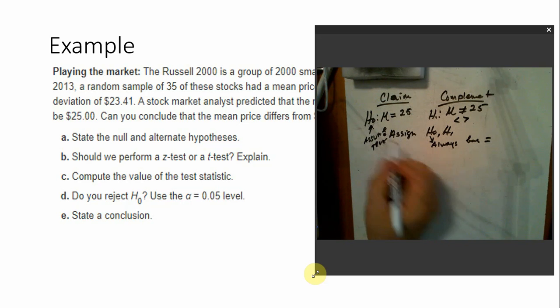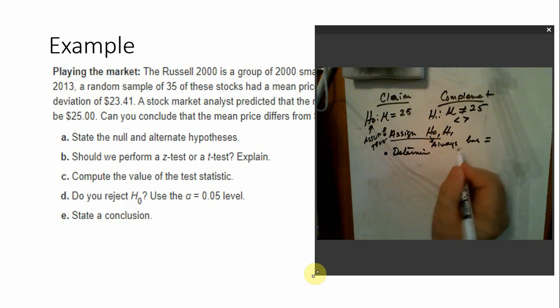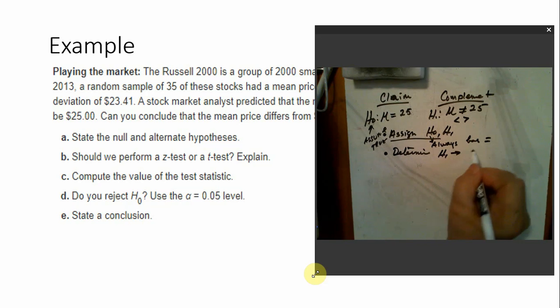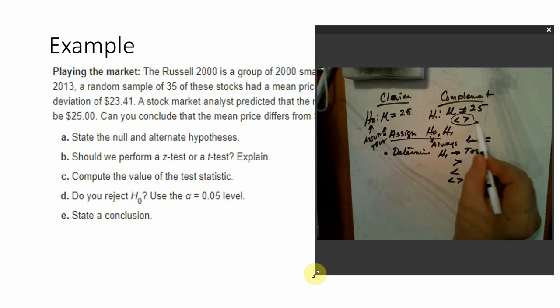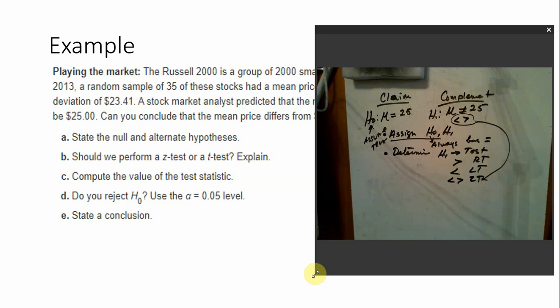Which test? So this is the first one, assign. My next thing is determine the test. H1 gives us the test. If it's greater than, that's a right-tailed. If it's less than, that's a left-tailed. And not equal, which is the same thing, it's either less than or greater than, that's the two-tailed. I've got two tails in here. Okay, so which one do we have? We've got this one, so that tells us we've got a two-tailed test.